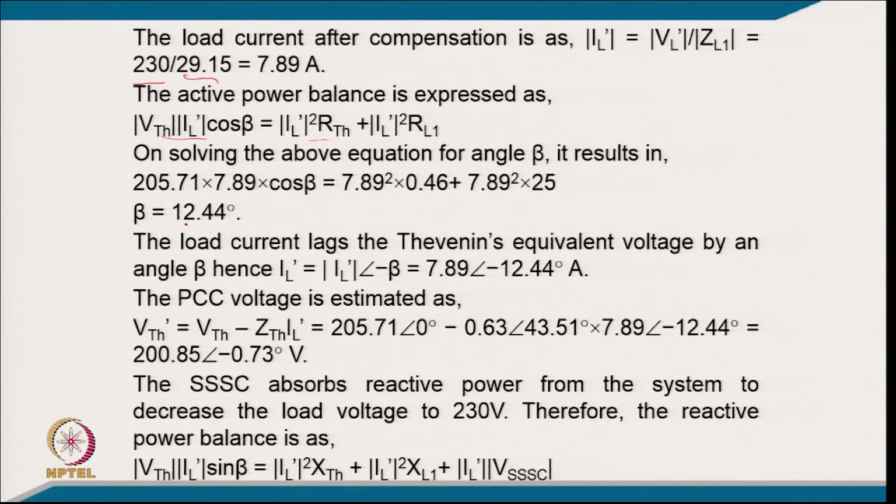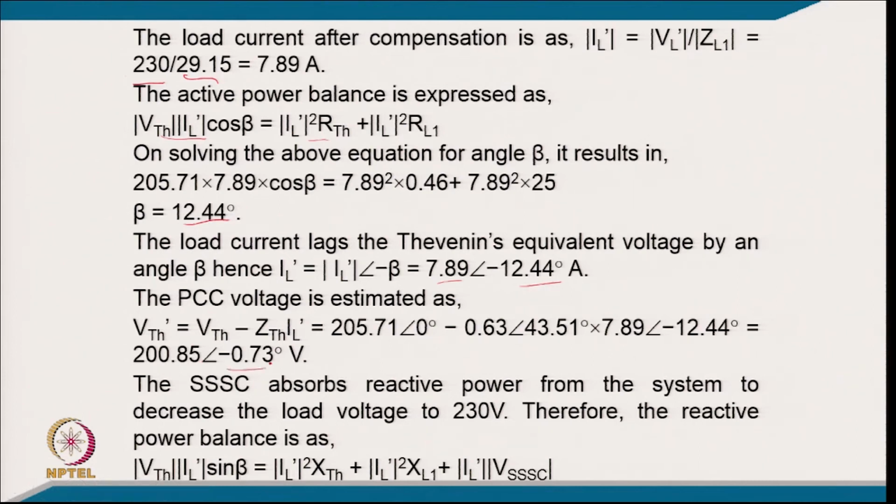So, solving this, we get beta equal to the angle of power factor, which is 12.44 degree, and the load current lags the Thevenin voltage. So, the current comes like 7.89 at the angle of minus beta, 12.44 ampere, and with the Thevenin voltage, the new Thevenin voltage is VTH and THIL.